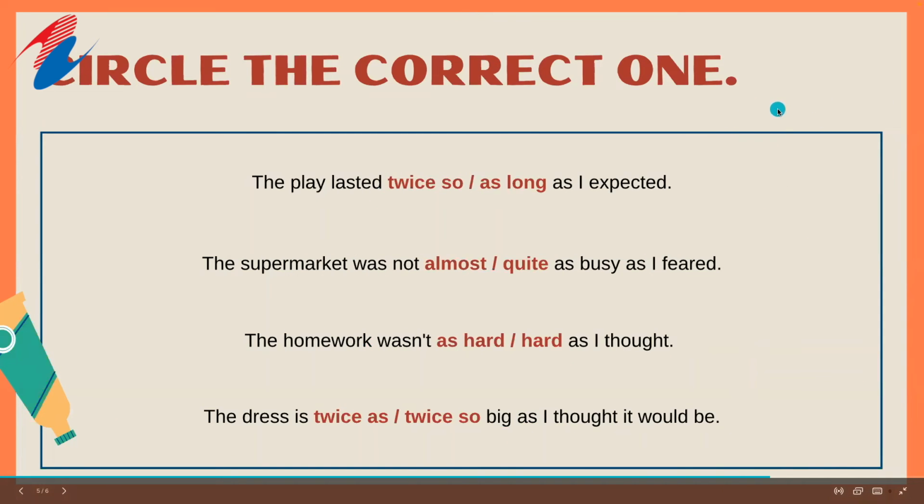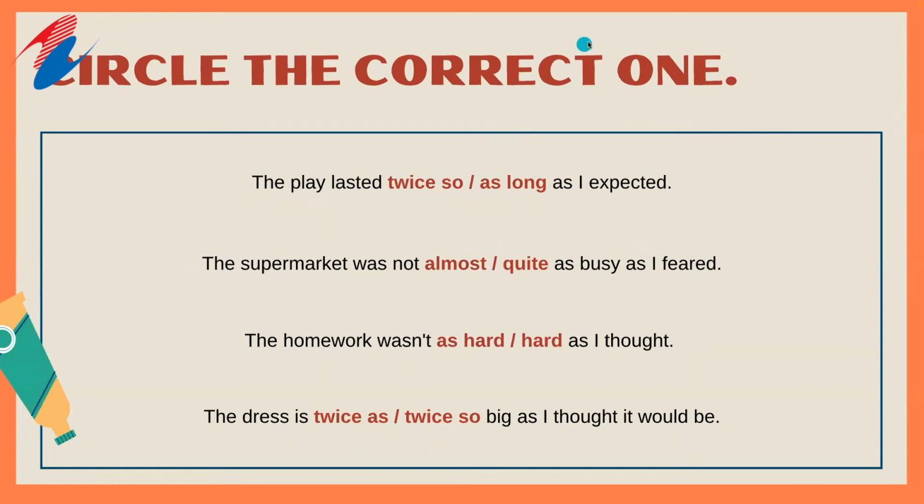Okay? So this one is going to be the same thing. 우리가 review를 하니까. So now let's look at these next four. Okay? So this one, the play lasted twice so long as I expected, or the play lasted as long as I expected. So twice as long. Okay? So the play lasted twice so as I expected, or the play lasted as long as I expected. Okay? 네, 그러면은 5 seconds 줄게요.